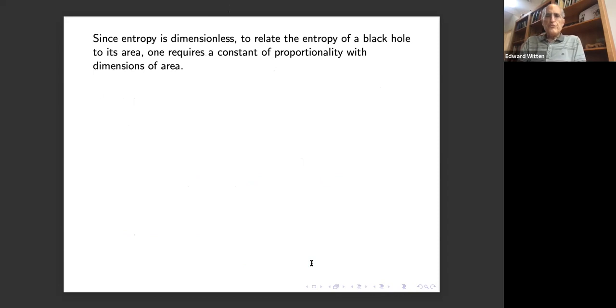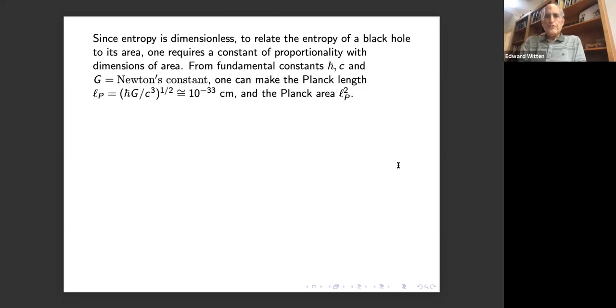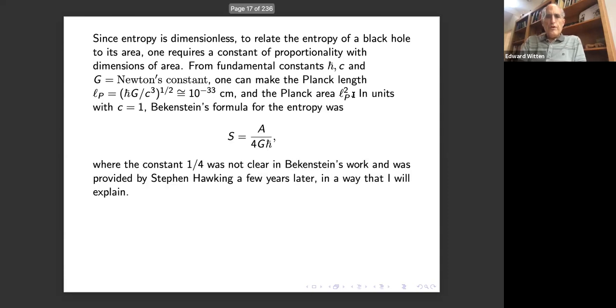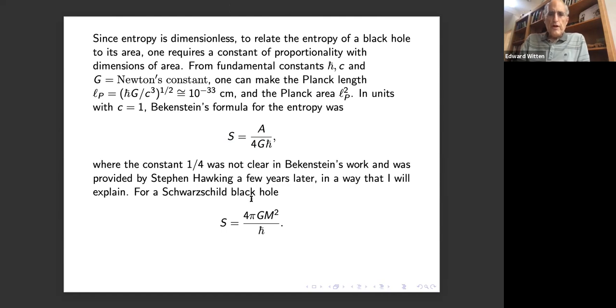Now, since entropy is dimensionless, to relate the entropy of a black hole to its area requires a constant of proportionality with dimensions of area. And from the fundamental constants, you can actually make the Planck length or the Planck area. So in units with c equals 1, but including h bar, Bekenstein's formula for the area was this one, except that the constant 1/4 was not clear in Bekenstein's work and was provided later by Hawking in a way I'll explain. So for a Schwarzschild black hole, this is the entropy.